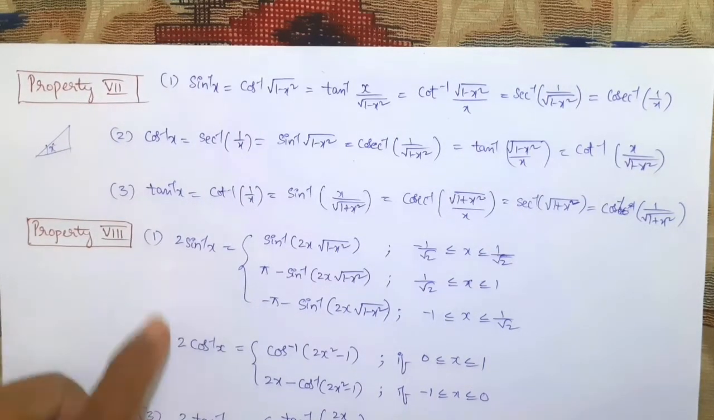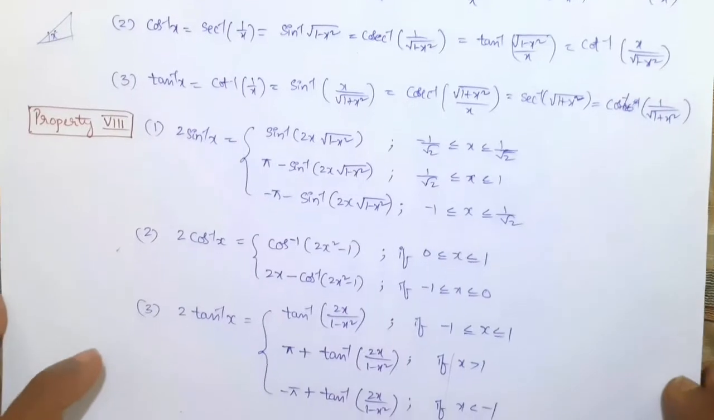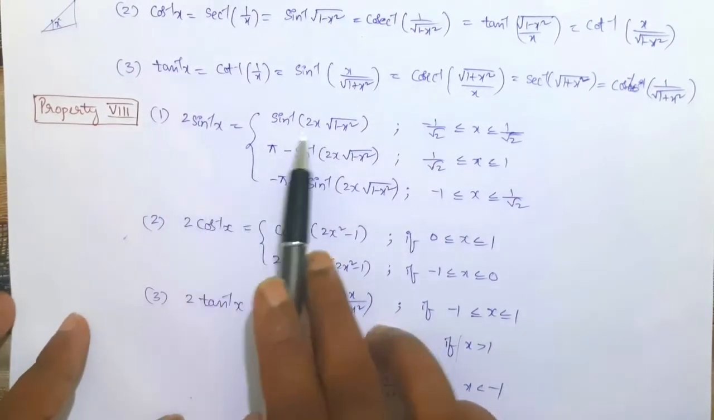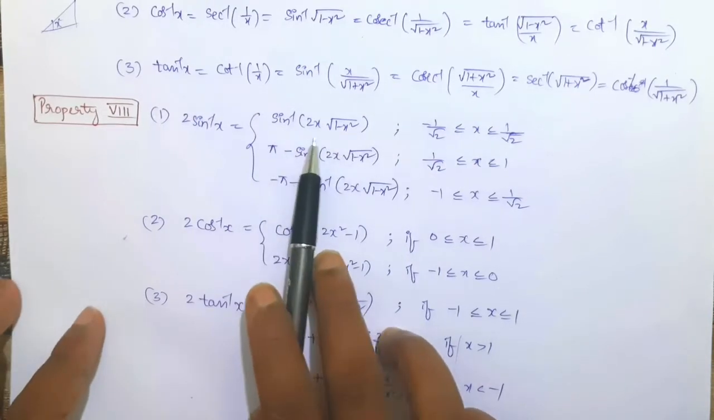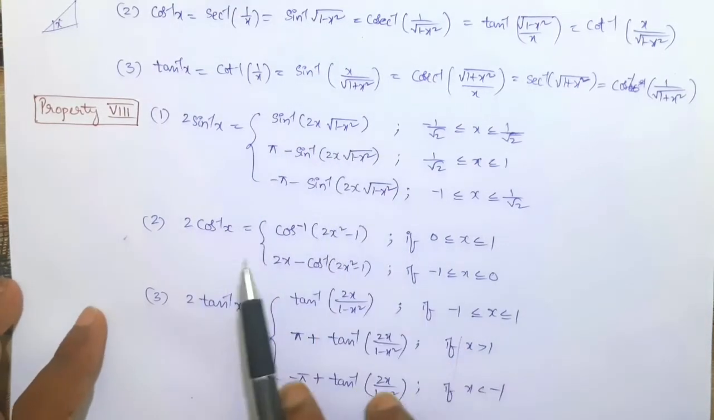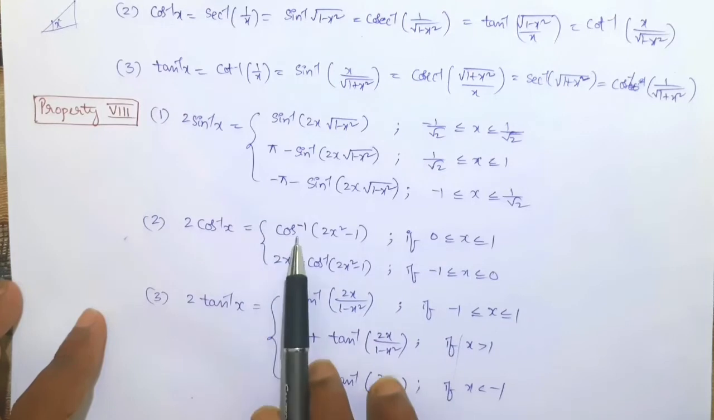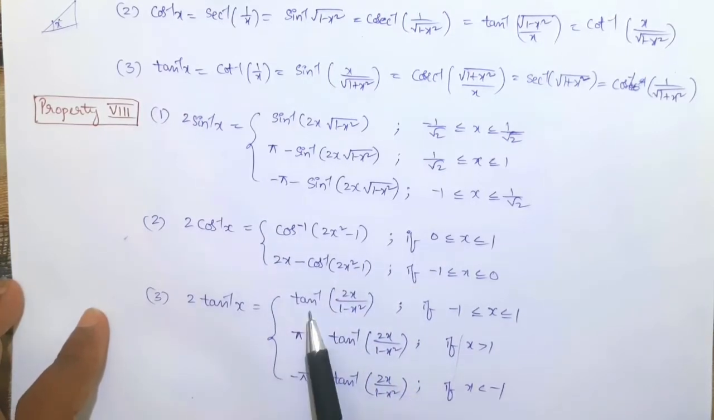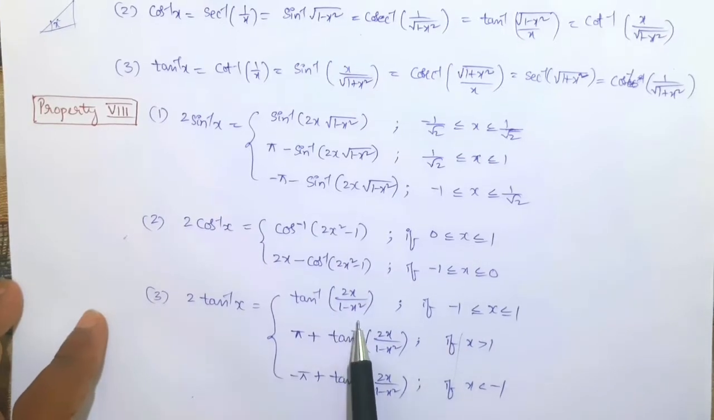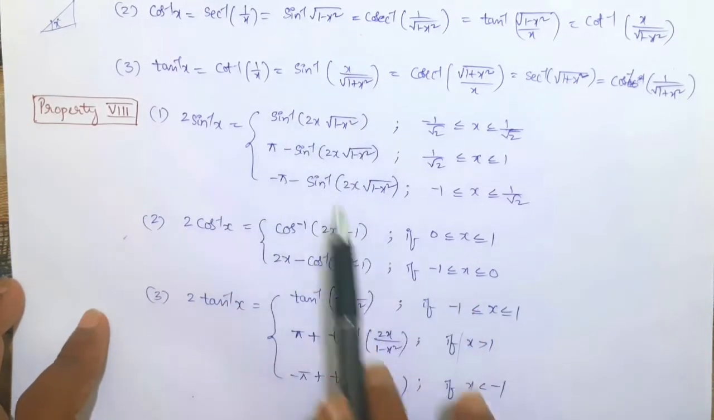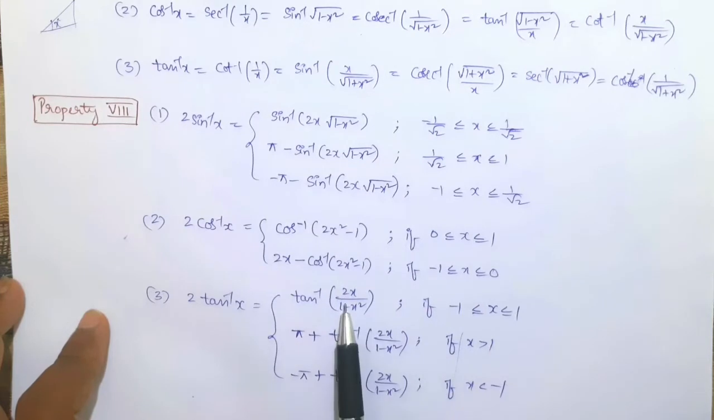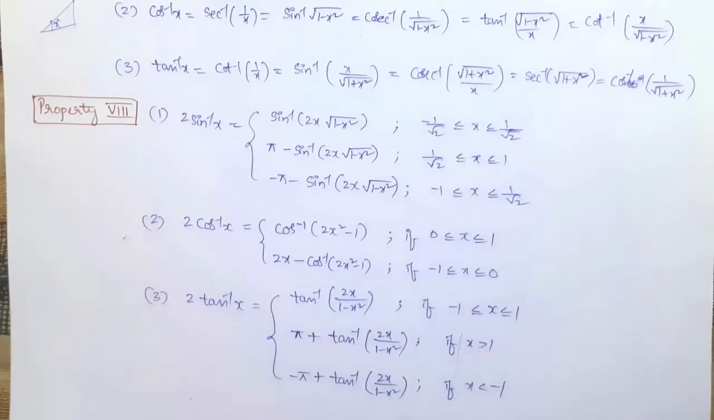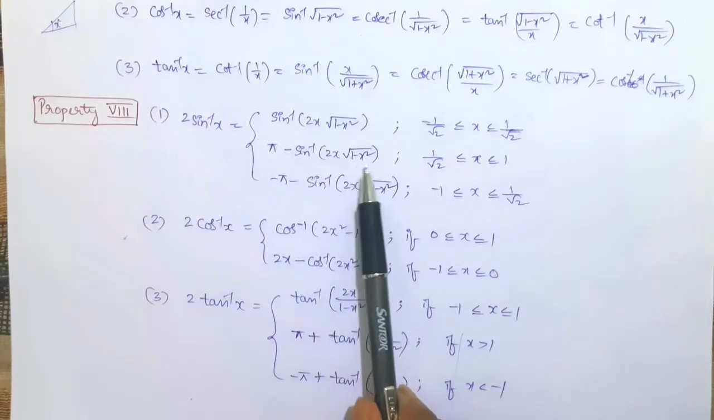What is 2 sin inverse x, 2 cos inverse x, 2 tan inverse x? Generally we know the 2 sin inverse x formula, that is sin inverse of 2x into root 1 minus x square. Like that, 2 cos inverse x is cos inverse of 2x square minus 1. Again, 2 tan inverse x is tan inverse of 2x by 1 minus x square. See, we will use the first formulas in almost all cases. They will be in these regions only. Only in some rare cases will they ask the other one.